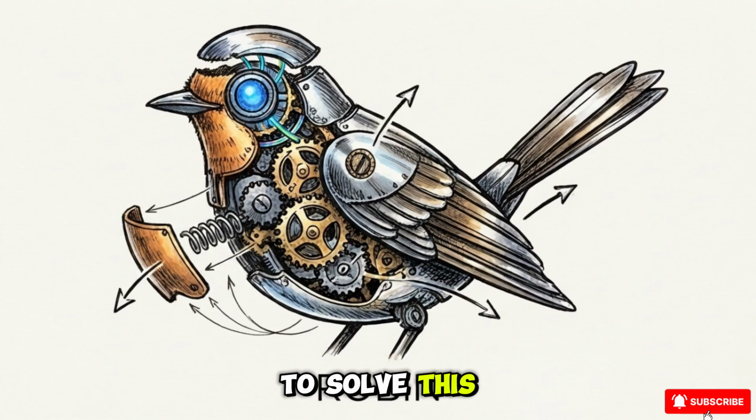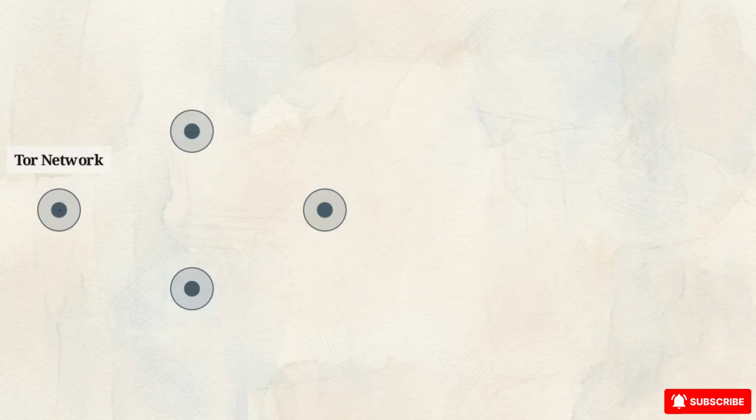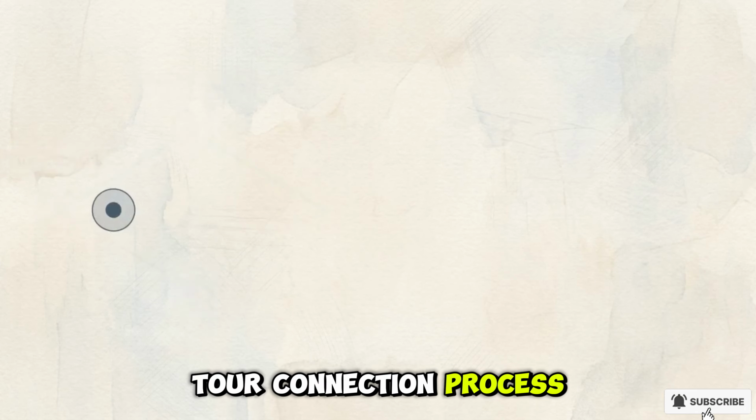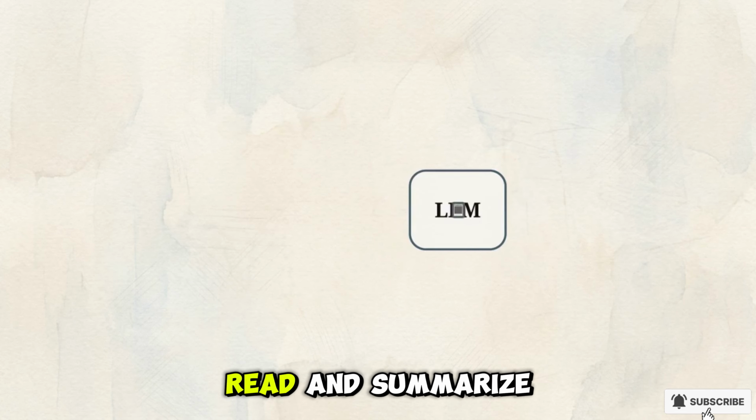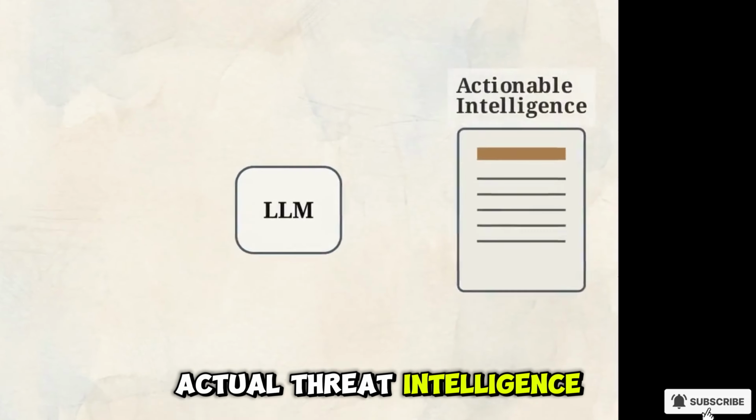To solve this, threat researcher Apoorv built an open-source AI tool called Robin. Robin automates the Tor connection process, aggressively filters out dead links, and uses a language model to read and summarize actual threat intelligence for you.